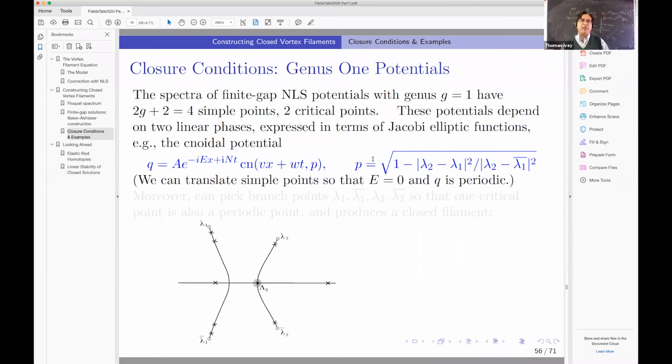And by the way, the elliptic modulus one uses for that is just determined by this ratio of differences between the branch points. And as I said before, you can actually slide the branch points to the right or left to eliminate this E coefficient. So you can easily arrange that this is periodic.